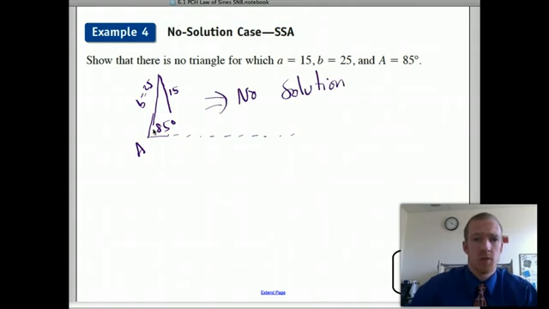What if our angle wasn't so steep? If it wasn't at 85 and you couldn't quite tell? What if it came close but barely missed? You'd have no way of knowing just from your drawing. So what you want to do is actually prove that there's no solution.